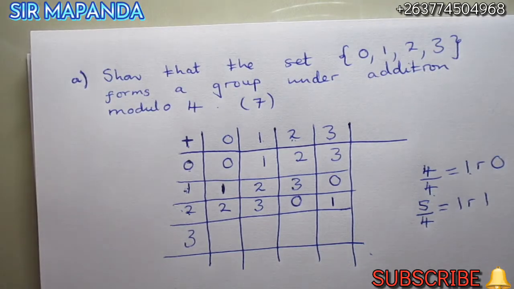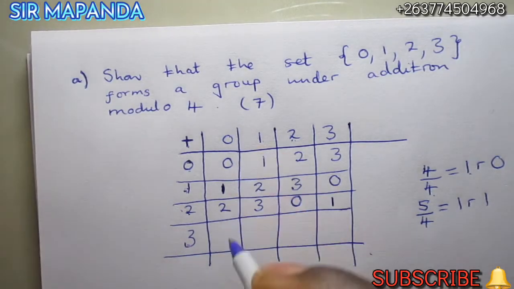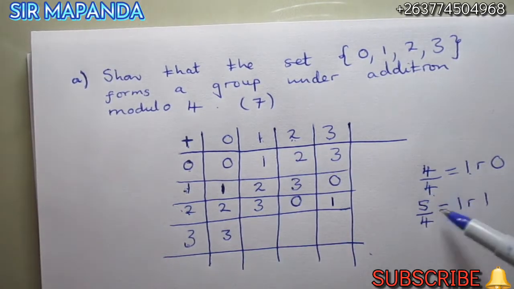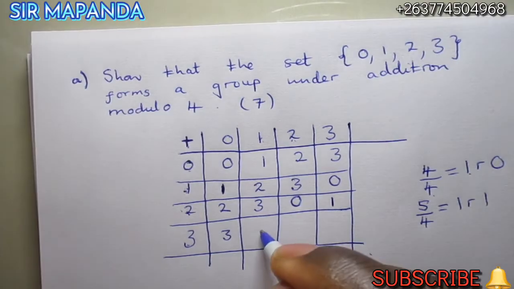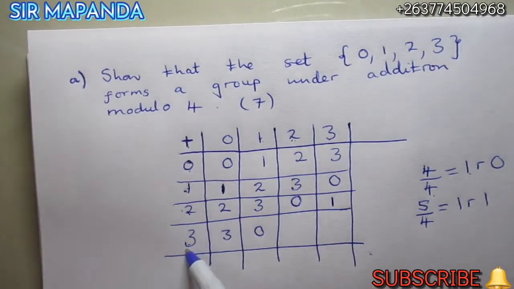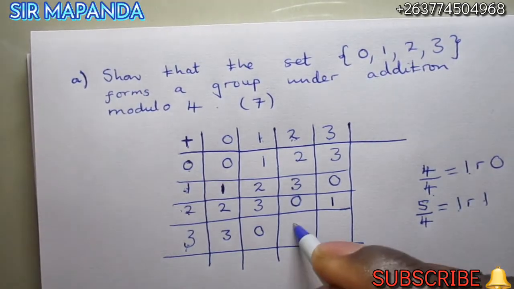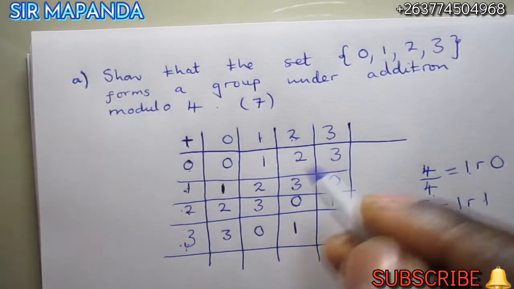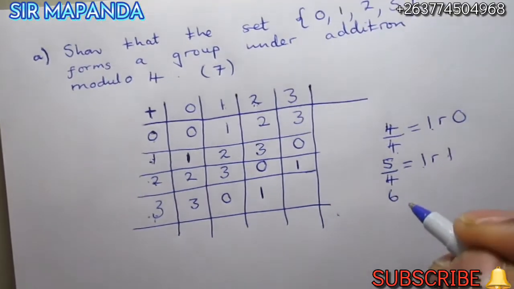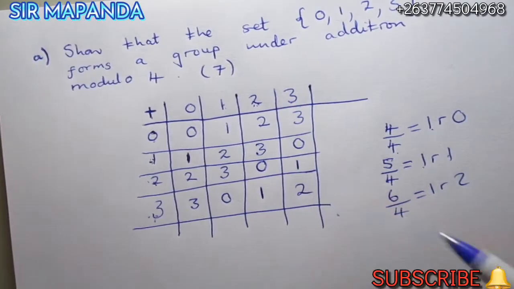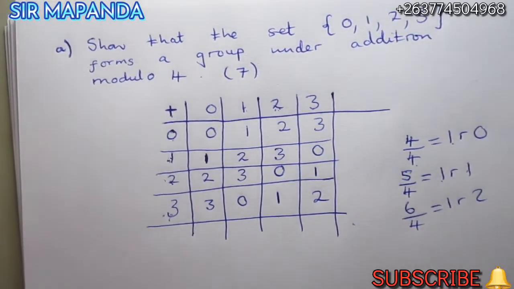We are now moving on to the last row. 3 plus 0, you get 3. 3 plus 1, you get 4. So 4 divided by 4, you get 1, remainder 0. You write the remainder. 3 plus 2, you get 5. 5 divided by 4, it's 1, remainder 1. You write the remainder. 3 plus 3, you get 6. So 6 divided by 4, you get 1, remainder 2. So you write the remainder 2. So this is how you complete the Cayley table. I hope you are following.